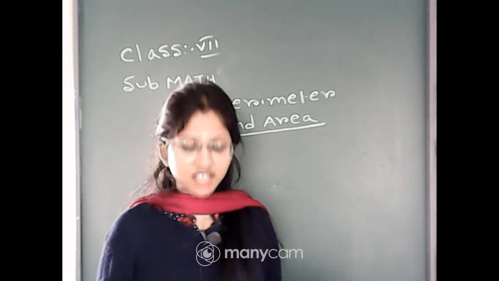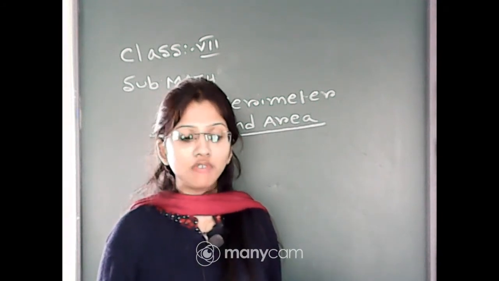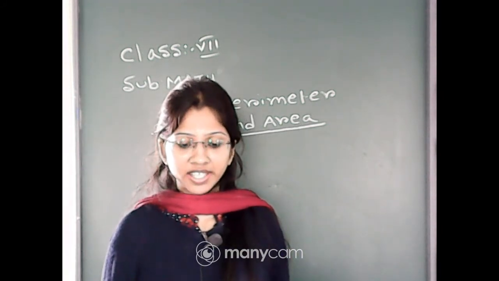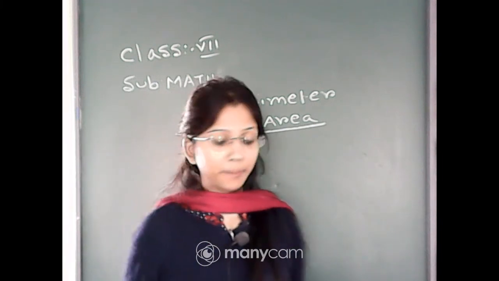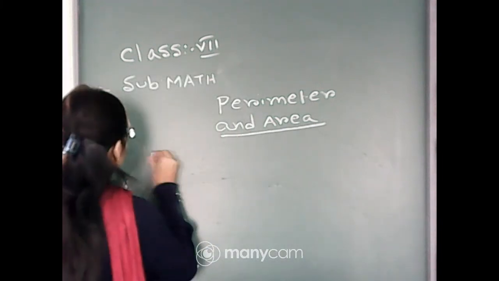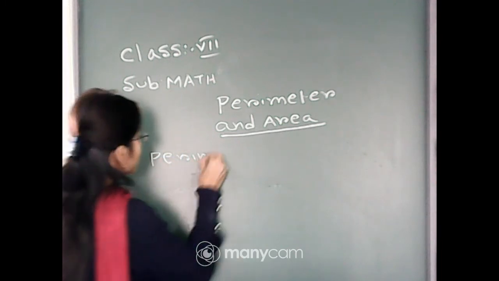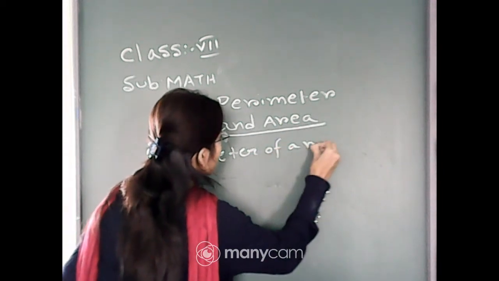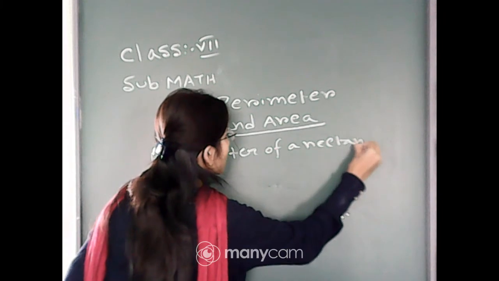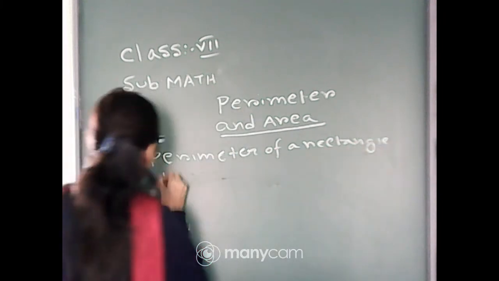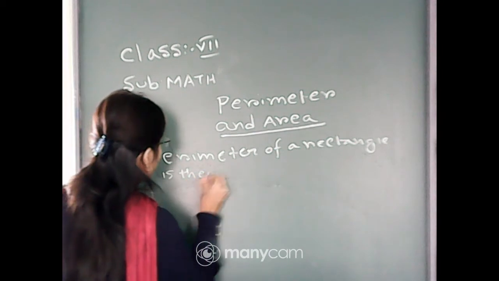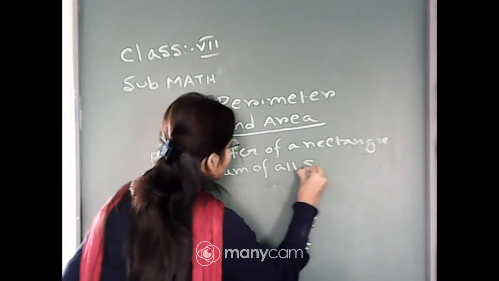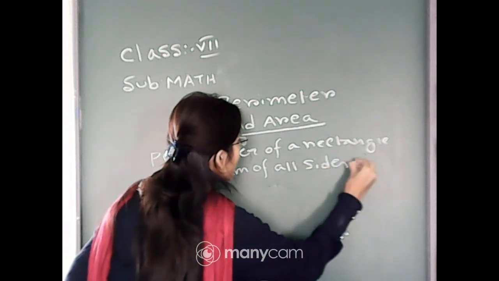Today we will discuss the chapter perimeter and area of rectangle and squares. Perimeter of a rectangle is the sum of all sides of a rectangle.